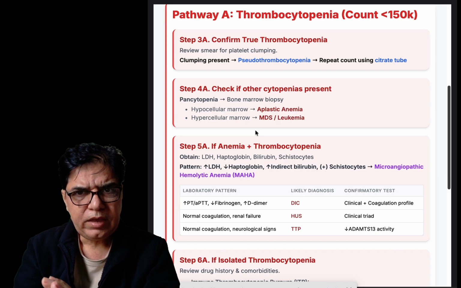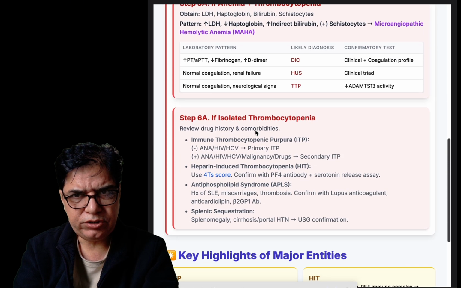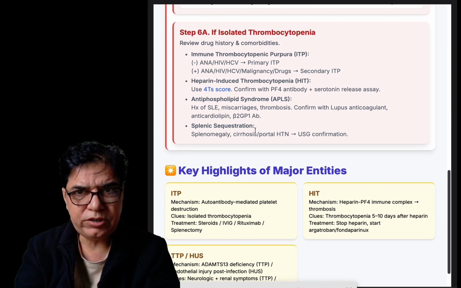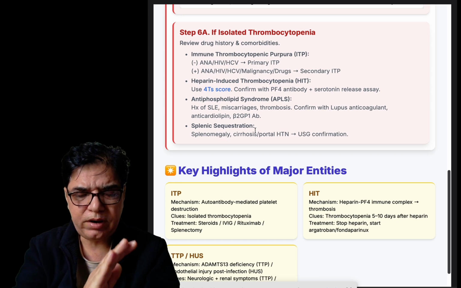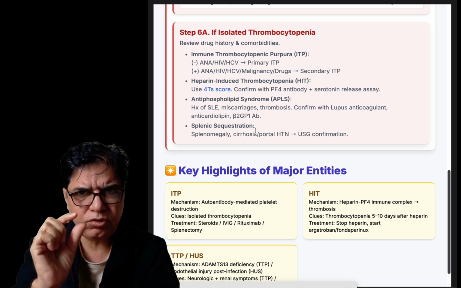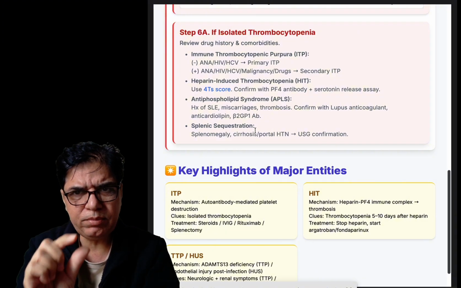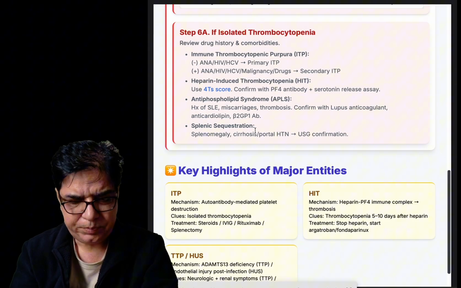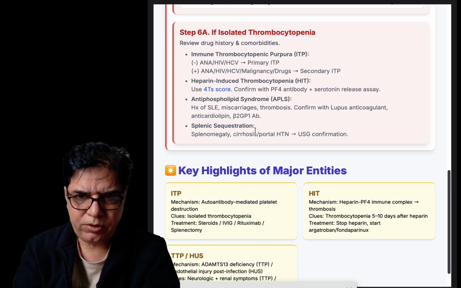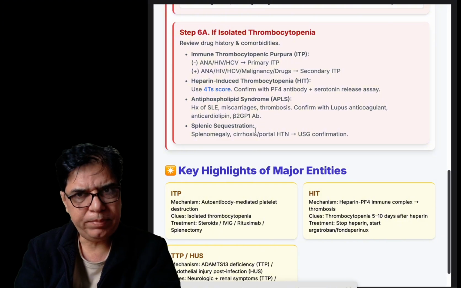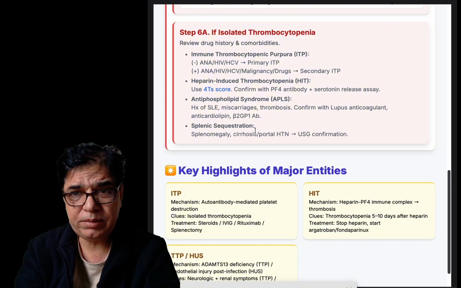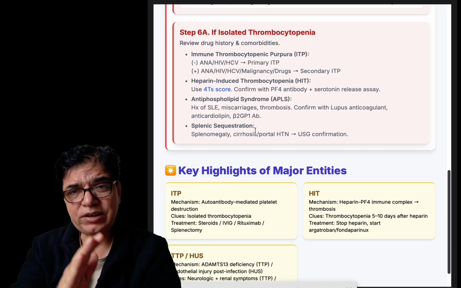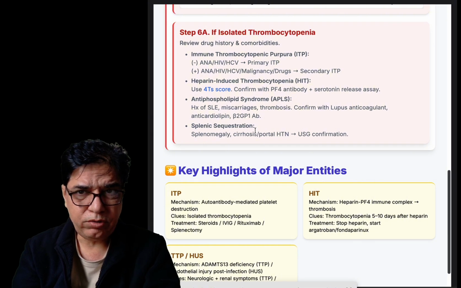Okay, so if that condition of anemia and thrombocytopenia is not present and you are only dealing with isolated thrombocytopenia, it means just the platelet count is low but the white blood cell count is normal, the red cell count and hemoglobin are normal, and you have only this one abnormality in the full blood count, that is low platelets. Then you are dealing with what we call isolated thrombocytopenia. Now, isolated thrombocytopenia is interesting because many people straight away start thinking of idiopathic or immune thrombocytopenic purpura. That is what we call a diagnosis of exclusion. You have to make sure that there are no other reasons for causing an isolated low platelet count.